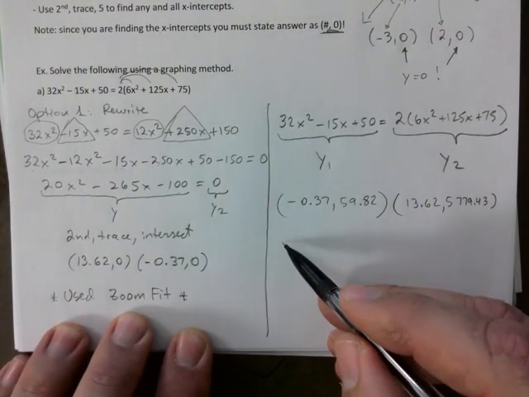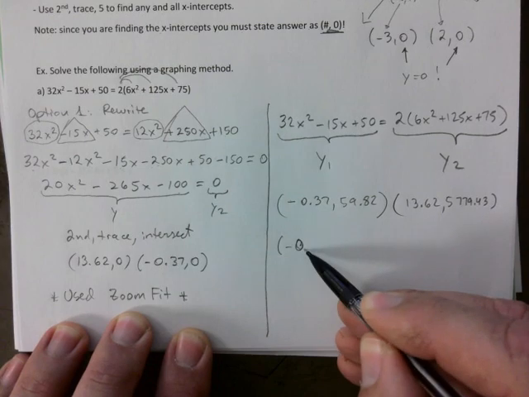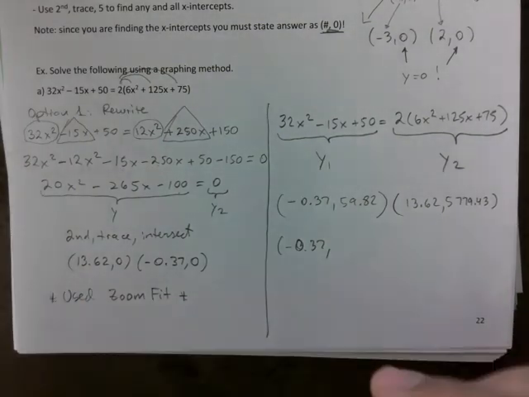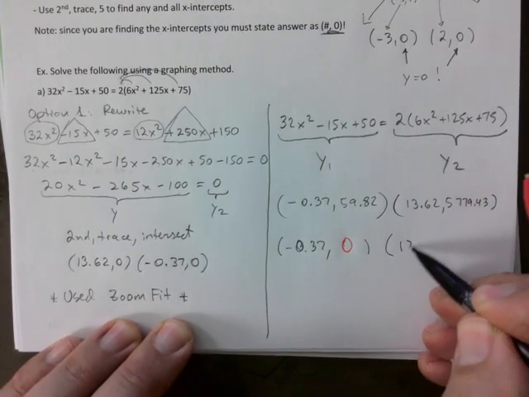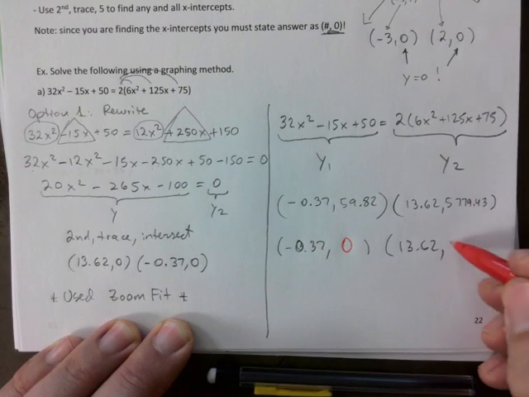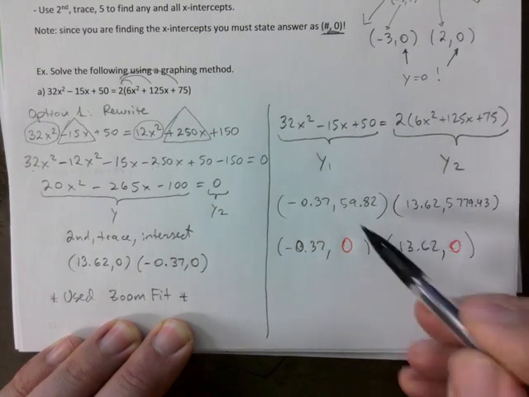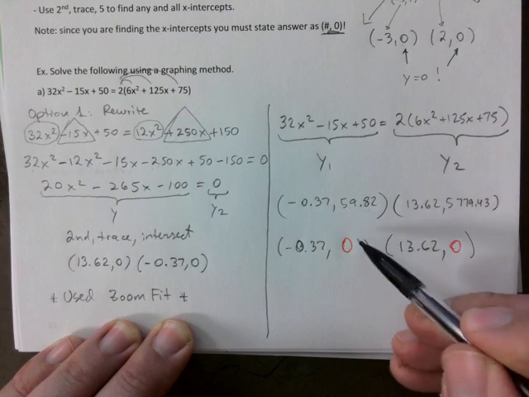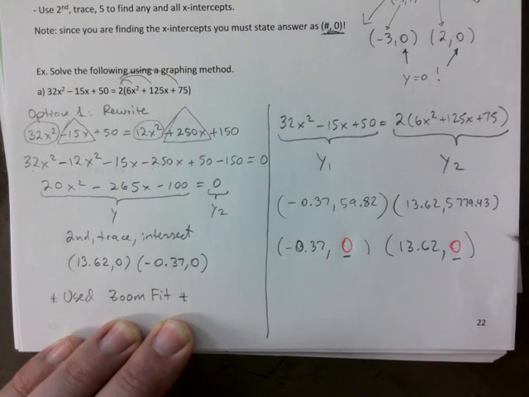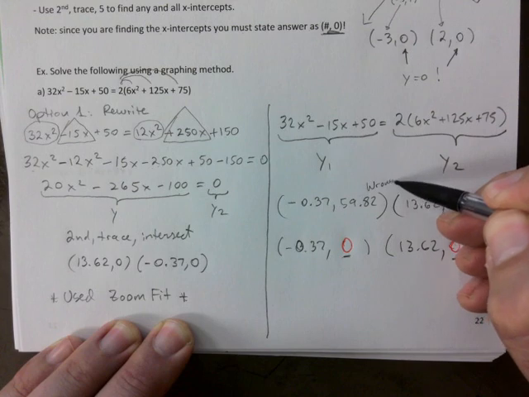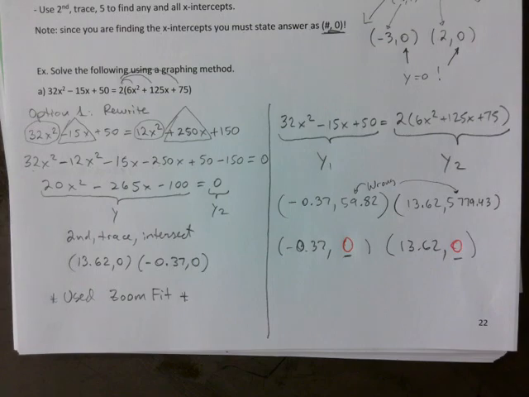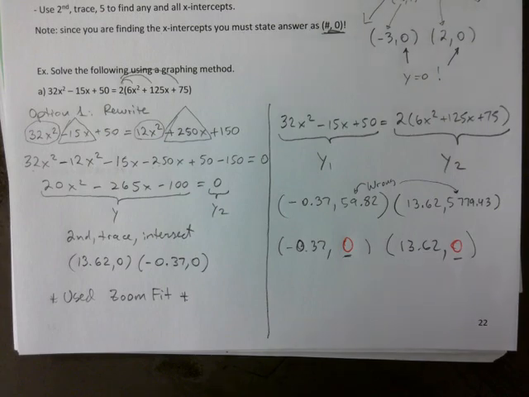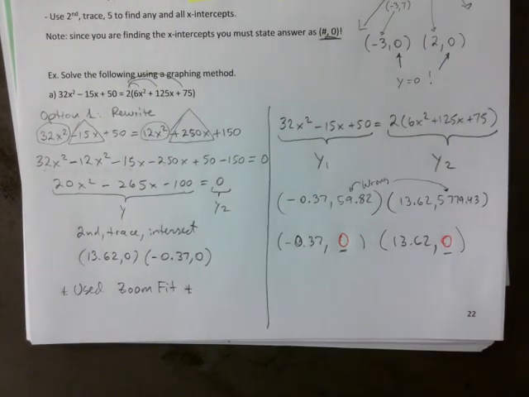So you want to say negative 0.370, and 13.620. So you have to make sure that this is the case here. This is wrong, okay? If you state it like that, that would be wrong, okay? And this is basically solving quadratics.